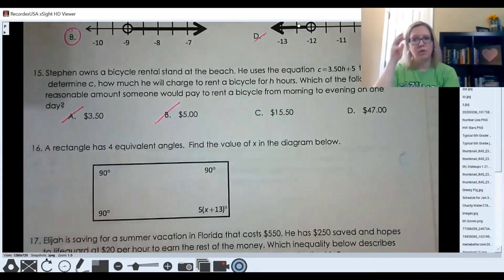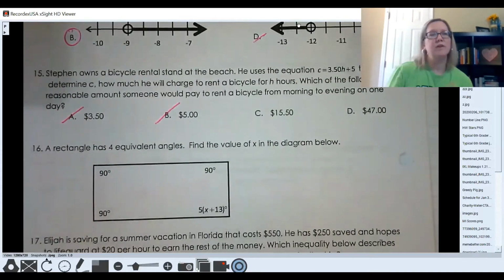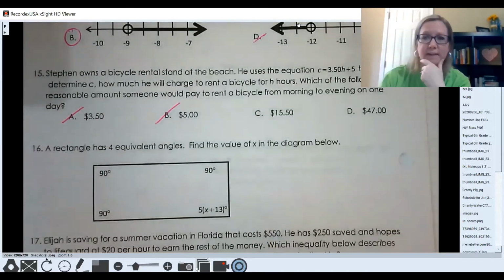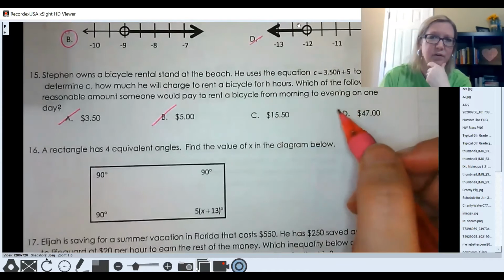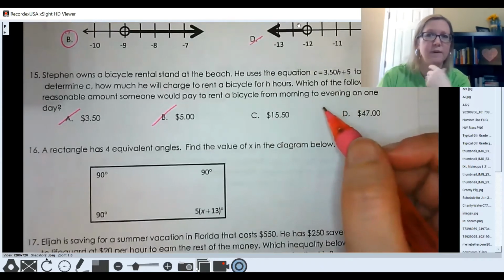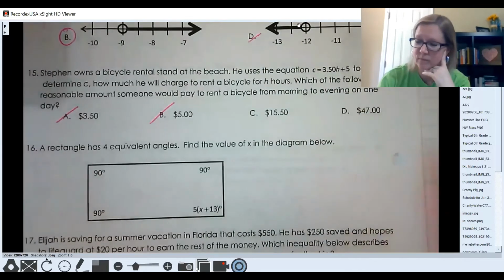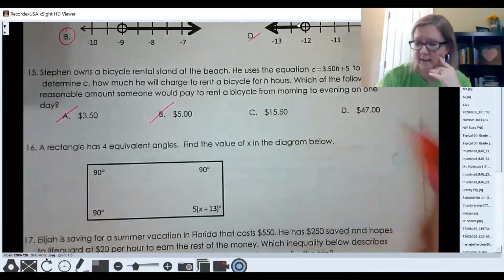Okay, so with this one, again, this is one where you can kind of just use logic to figure this out. It says from morning to evening, so that's going to be several hours. So if you're renting for several hours, the only one that really makes sense here is D.